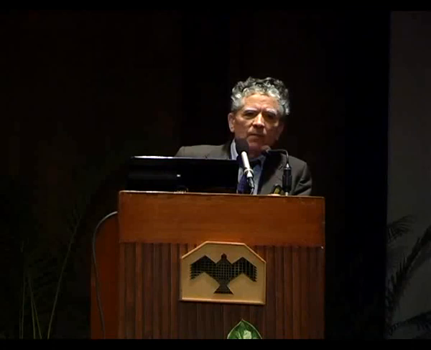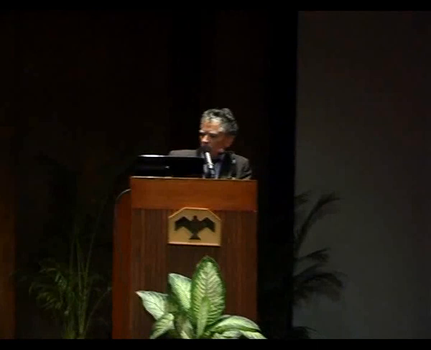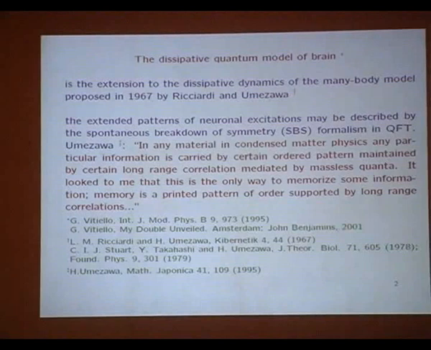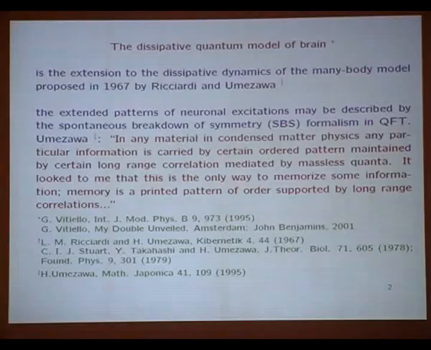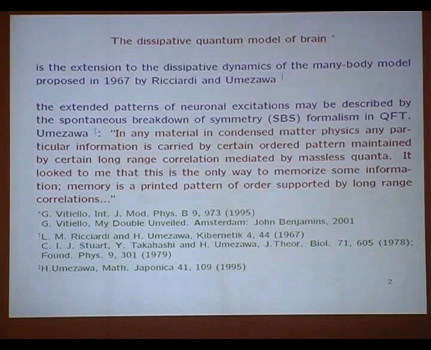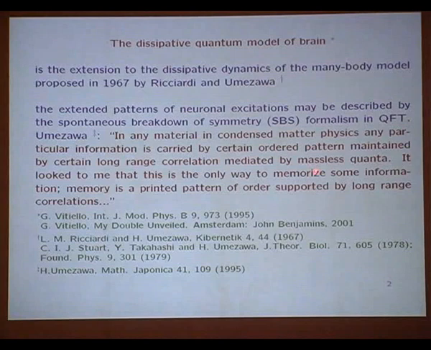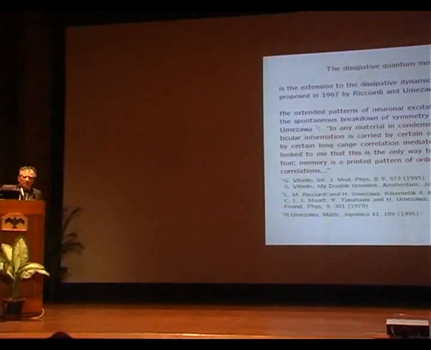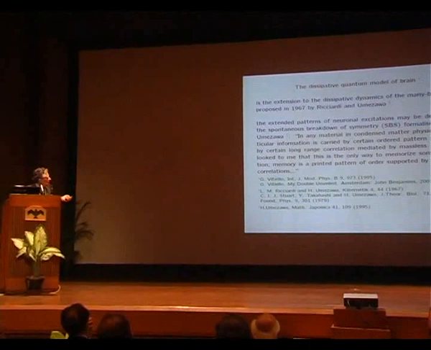Now, I will talk to you about a model of the brain which was stimulated again by the Lashley dilemma, however, by a Japanese physicist, Hiromi Umezawa. He is one of the fathers of modern quantum field theory, and he was in Naples in the middle of the 60s, and he went to study the brain as a physicist would study a piece of condensed matter, because after all the brain is no more than matter. And he says, in any material, in condensed matter physics, any particular information is carried by certain ordered pattern, maintained by certain long-range correlation mediated by massless quanta. Let me stop. As you see, he talks about condensed matter because he's a physicist of elementary particle physics and condensed matter physics. And he talks about information because there is the problem of memory.